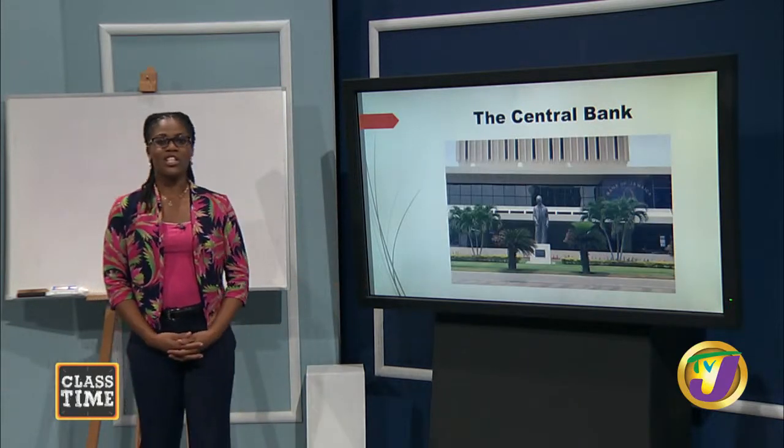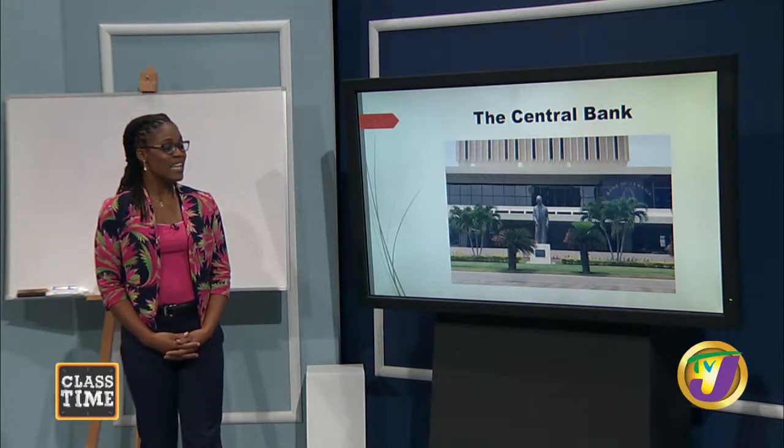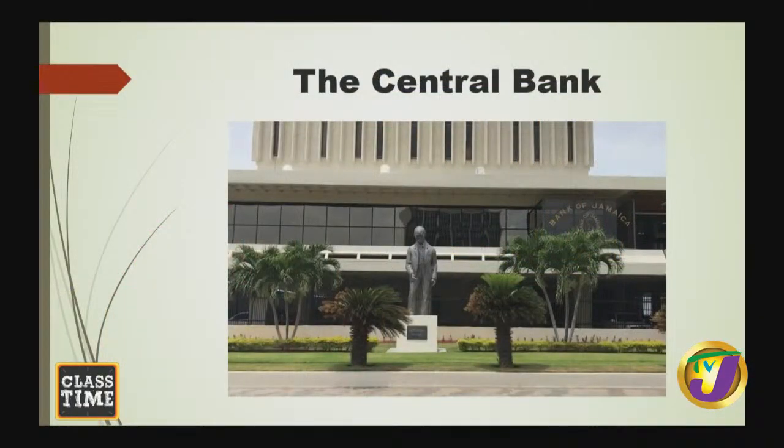So that was a commercial bank. Now, we're going to move on to look at the central bank. Right, now, what is the Central Bank of Jamaica? What is it called? Right, so I can hear somebody at home saying it. So the central bank is what we call the Bank of Jamaica, commonly known as the BOJ, right?